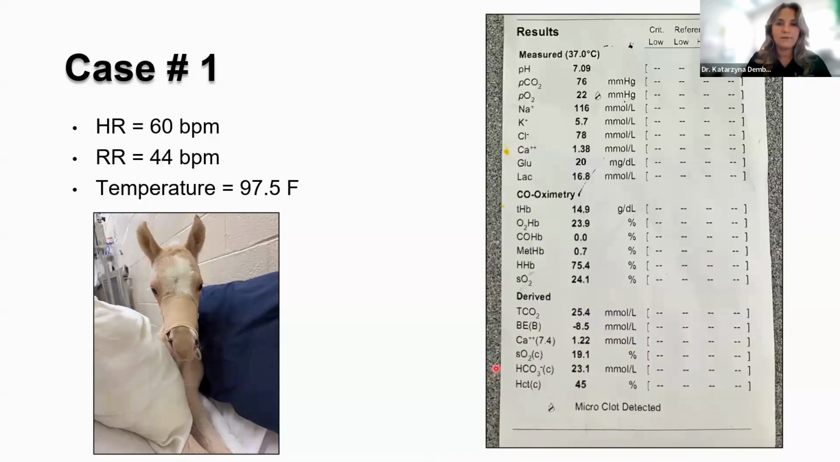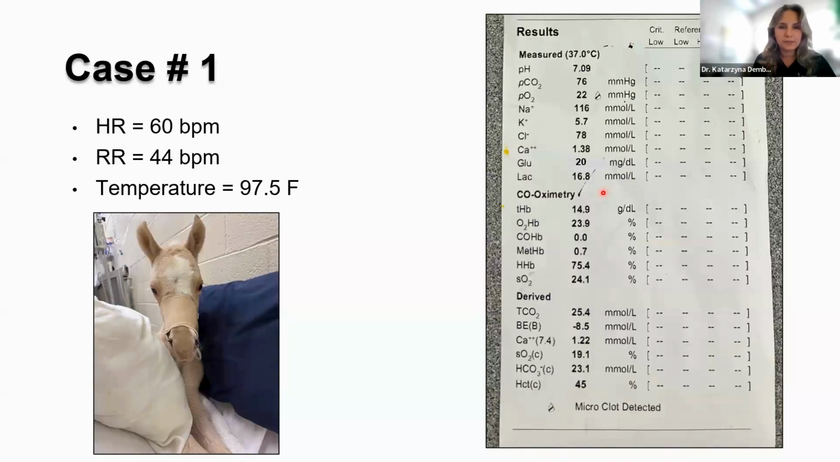And this is her blood work. This is the venous blood gas. As you can see, she had a very low pH, 7.009. She also had a number of electrolyte abnormalities: low sodium, hyponatremia, hypochloremia, hyperkalemia, and severe hypoglycemia. So very low blood glucose and significantly increased lactate of 16.8.